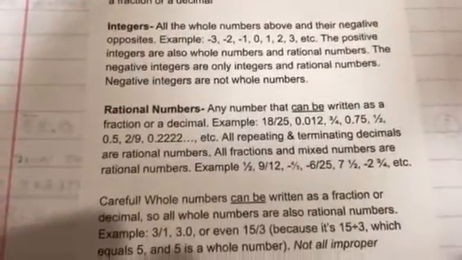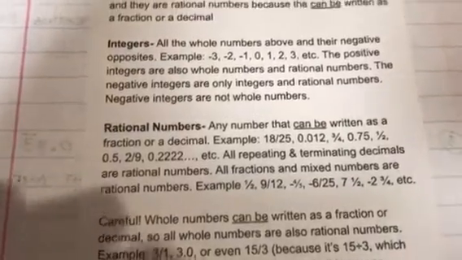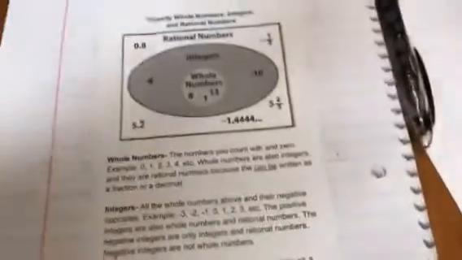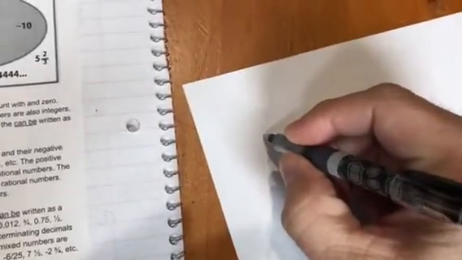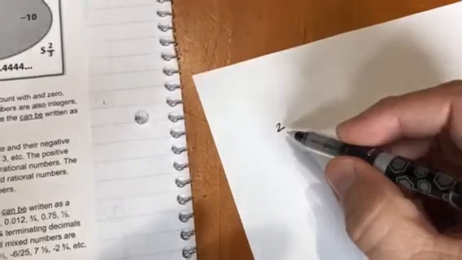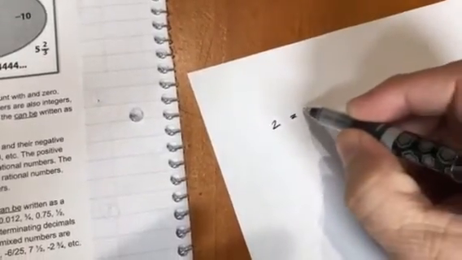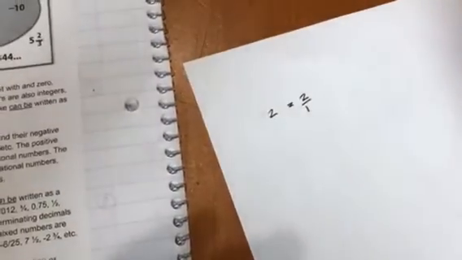But rational numbers are fractions and decimals, basically. That's what they are. But we have to think about these different situations, and I'll give you a couple examples. So for example, the whole number 2, if I just pick a random whole number, well, it's also a rational number because it can be written as a fraction, 2 over 1.